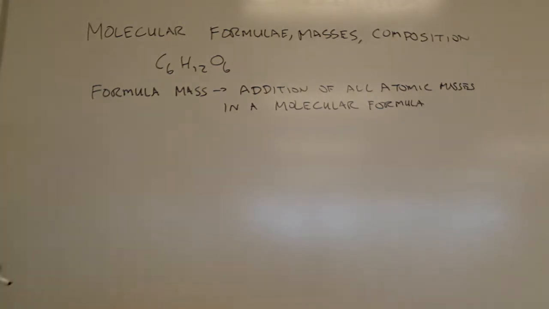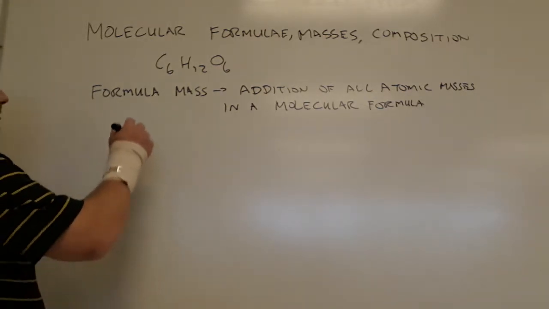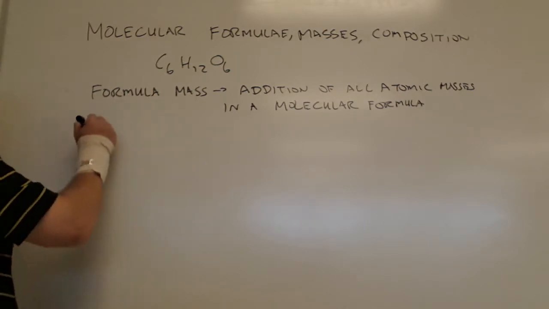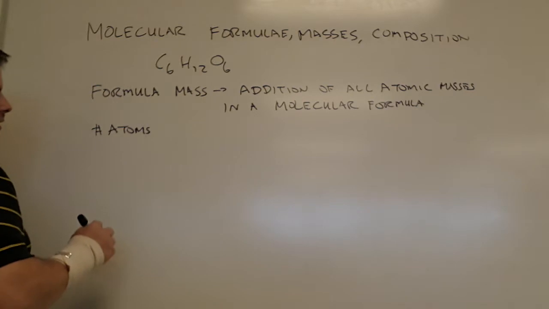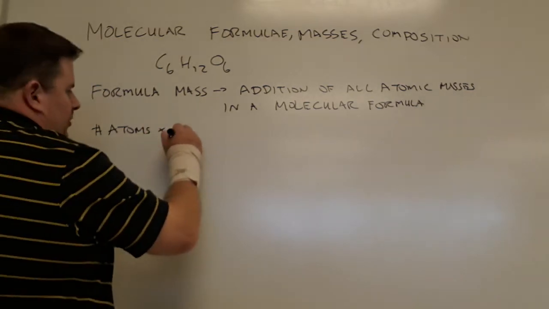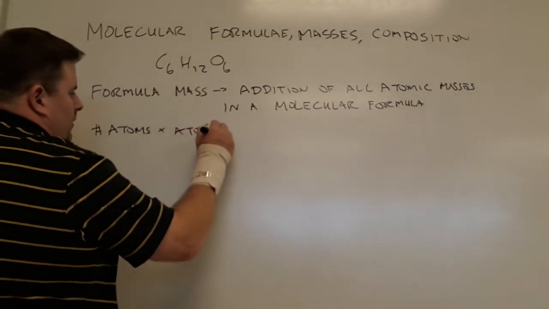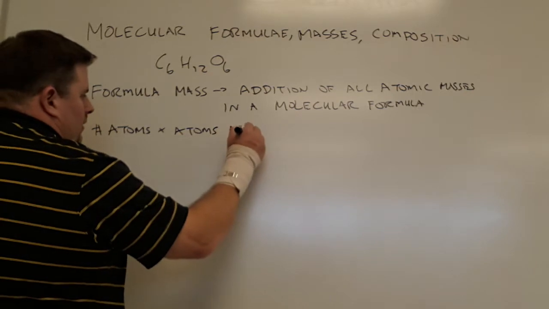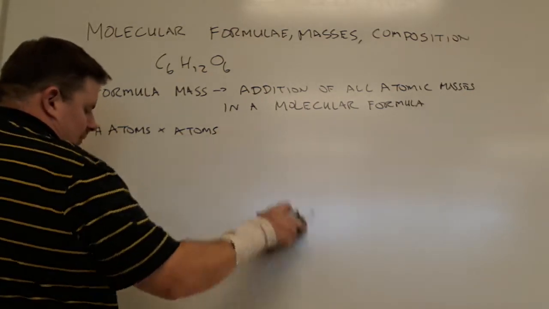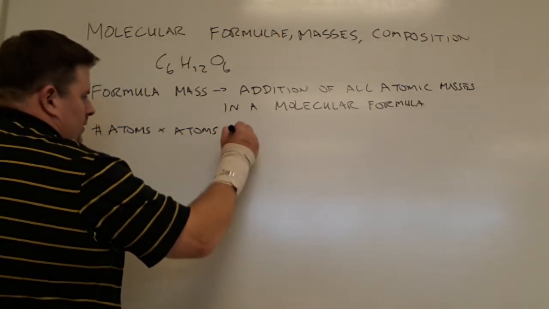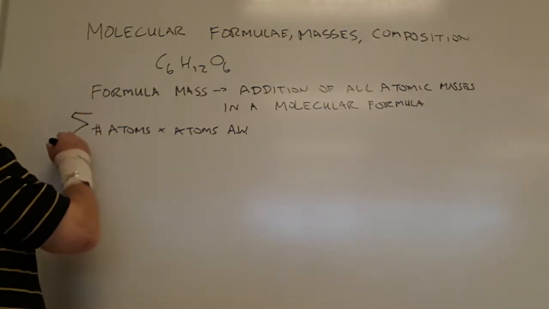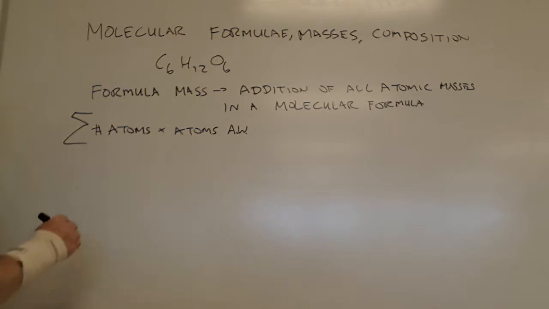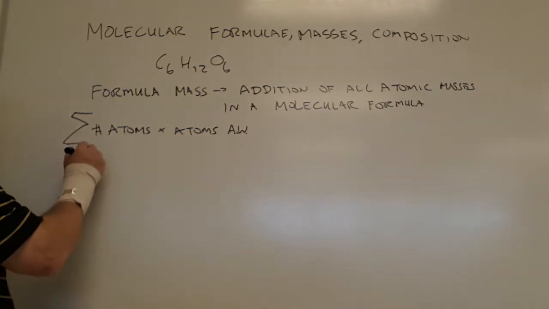All right. So to find formula mass, I'm going to take the number of atoms, and then multiply it by the atom's atomic weight, excuse me, and then add them all together. So this is going to be a sum over all the atoms, or all elements.